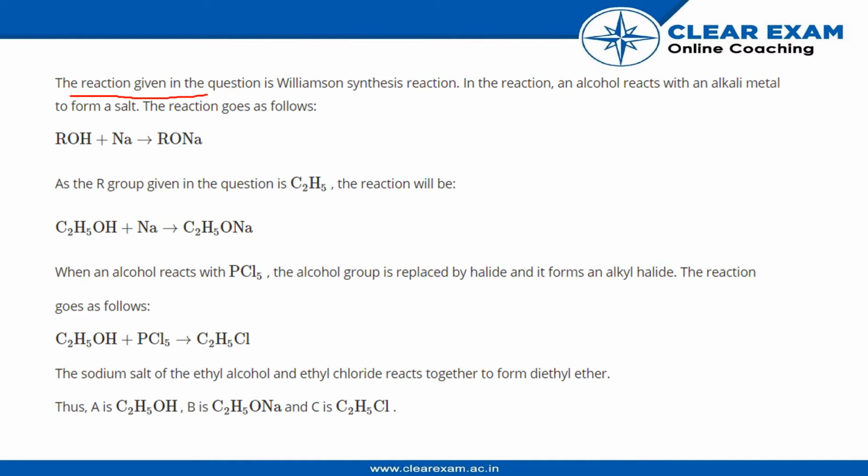So the reaction given in the question is nothing but the Williamson synthesis reaction, and in the reaction what happens is an alcohol reacts with an alkali metal to form a salt, and the reaction goes as follows. ROH alcohol plus Na gives RONa, and it's a displacement reaction. As the R group given in the question is C2H5, the reaction will be C2H5OH plus Na, which means the displacement reaction, and will give you C2H5ONa.